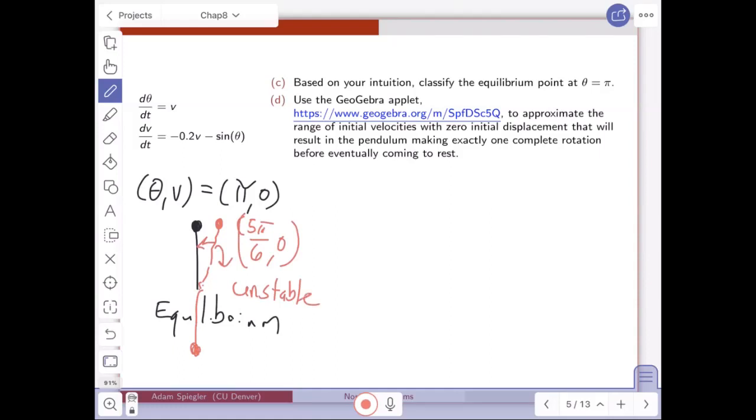So we can argue this with some intuition, but we don't have the mathematics yet to show that it is not a stable equilibrium. It is an equilibrium, it's just an unstable equilibrium. And so one nice tool to play around with is if you go to this link over here, there's a GeoGebra app, and I've linked this in Canvas. So let me jump over there. It's going to take me a second on Zoom.